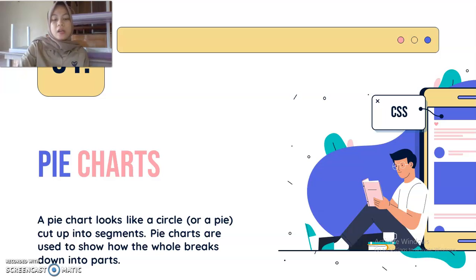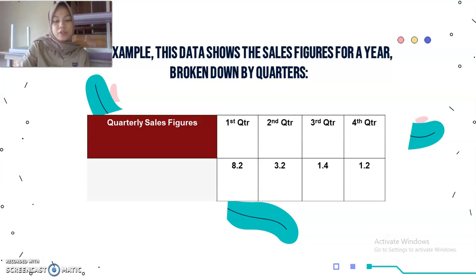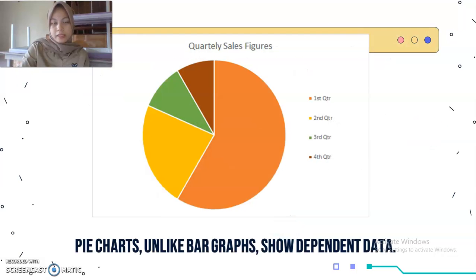Pie charts. A pie chart looks like a circle or a pie cut up into segments. Pie charts are used to show how the whole breaks down into parts. For example, this data shows the sales figures for a year broken down by quarters. You can see that the first quarter is 8.2, second quarter is 3.2, third quarter 1.4, fourth quarter 1.2. Here is the example of a pie chart.